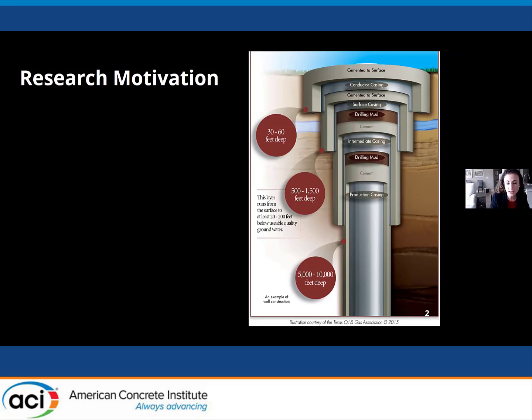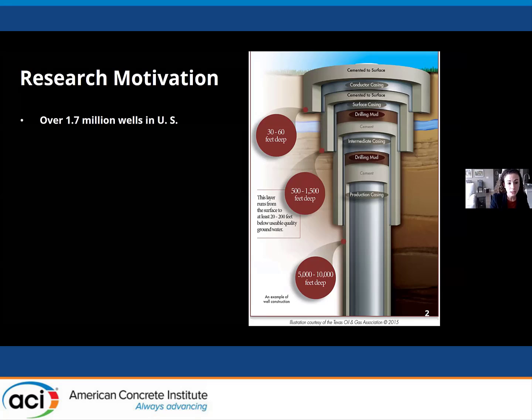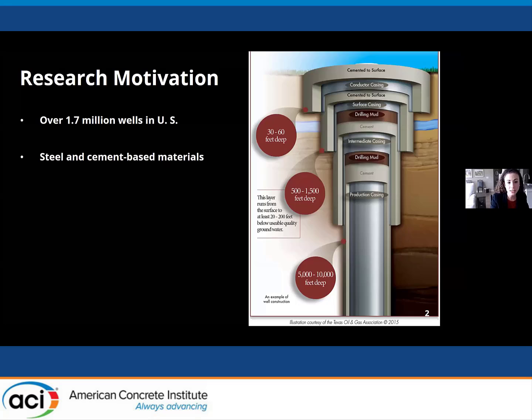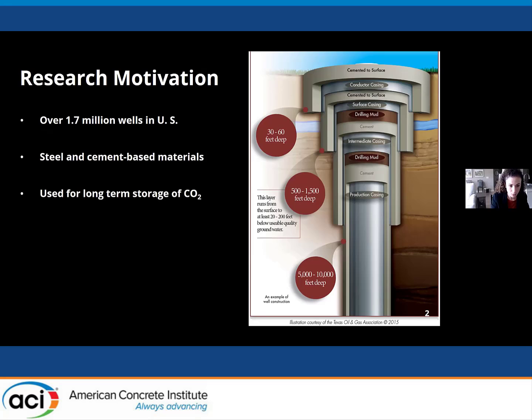So here on the right is an illustration of a well casing. There are millions of these throughout the United States, and they are constructed with steel as the production casing, and then cement-based materials are used to stabilize that annular casing. And so these are used to extract resources from deep geological formations, but then after the resource that we're trying to extract using these structures has been extracted, we sometimes use them for long-term storage of CO2. So we'll basically store CO2 down these wells, and then as a final barrier, we'll plug them with concrete.